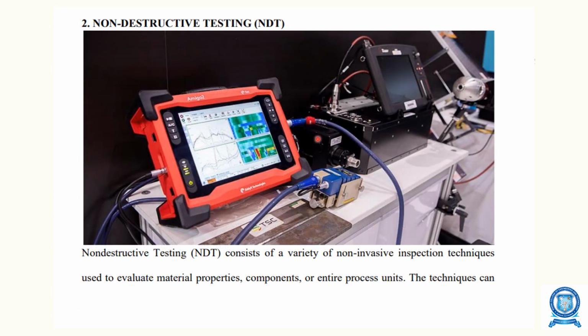So this is the pictorial representation of non-destructive testing. Here we place the material which we want to test, and this is the graph. It shows the material's defectiveness, whether it is defective or non-defective. And in this machine, we can check the graph of the testing machines. Non-destructive testing consists of a variety of non-invasive inspection techniques used to evaluate material properties, components, or process units.